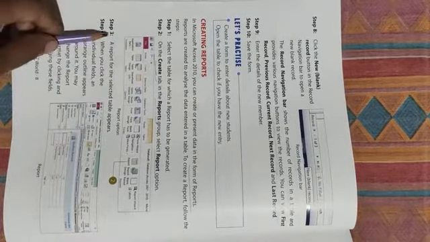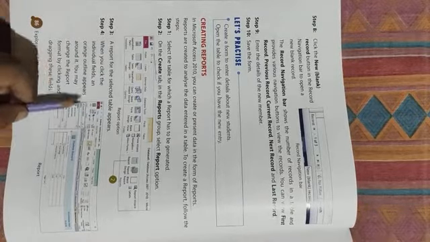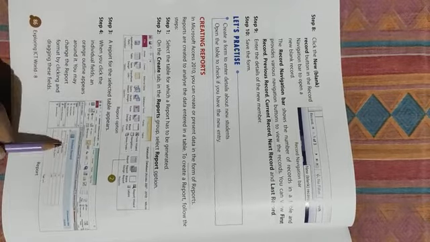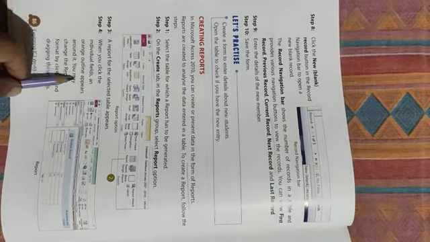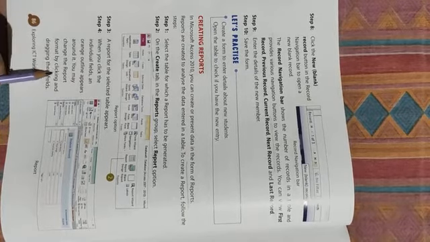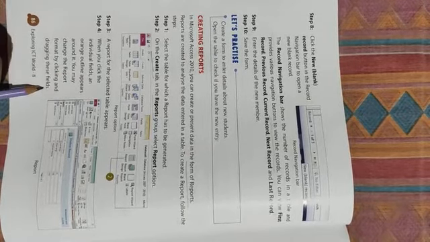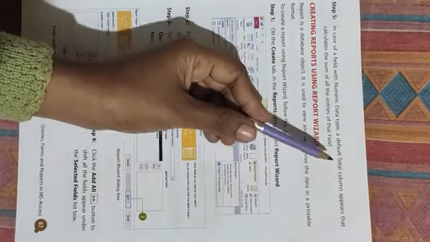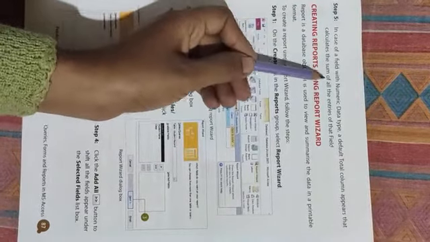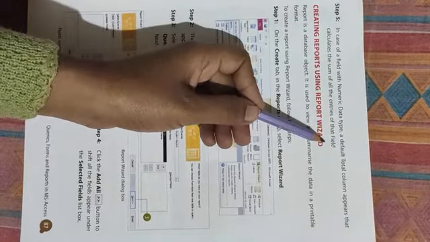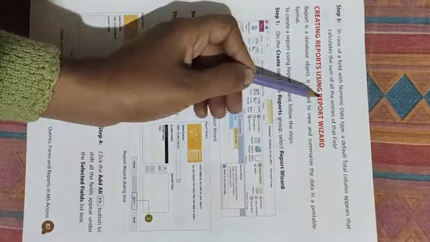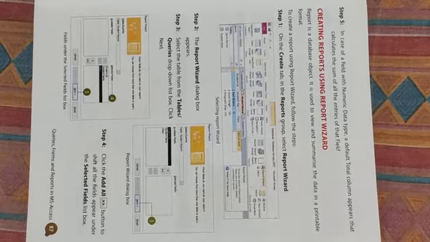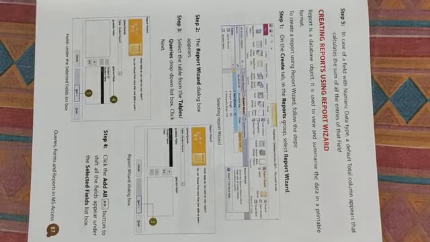Step 3. A report for the selected table appears. Step 4. When you click an individual field, an orange outline appears around it. You may change the report format by clicking and dragging these fields. Now step 5. In case of a field with numeric data type, a default total column appears that calculates the sum of all the entries of that field. Creating reports using report wizard. A report is a database object. It is used to view and summarize the data in a printable format.